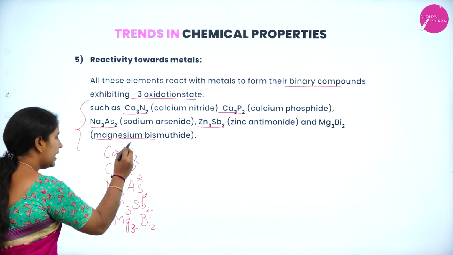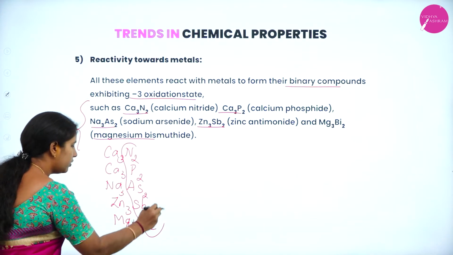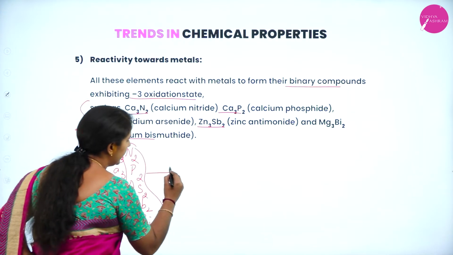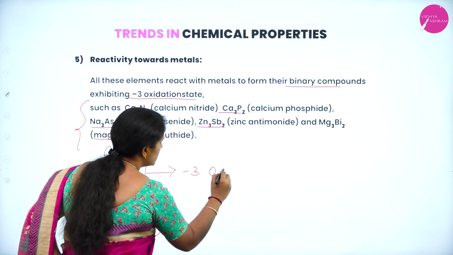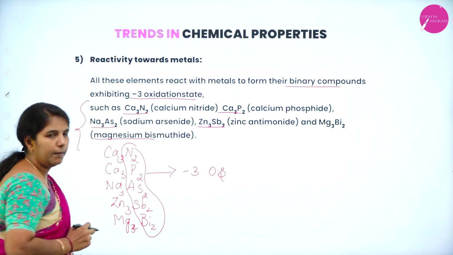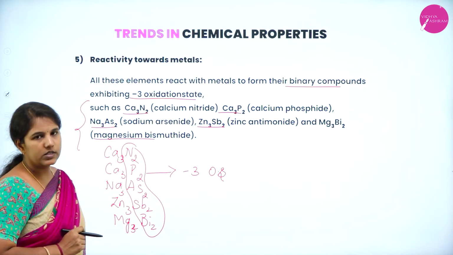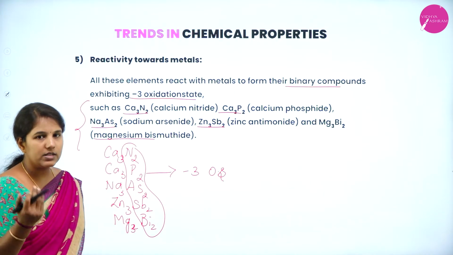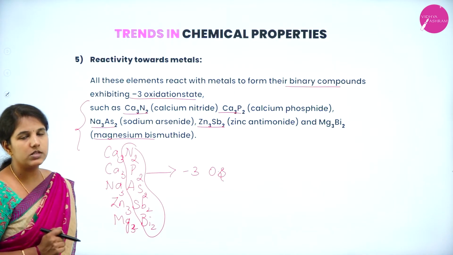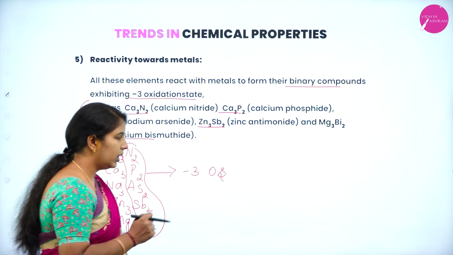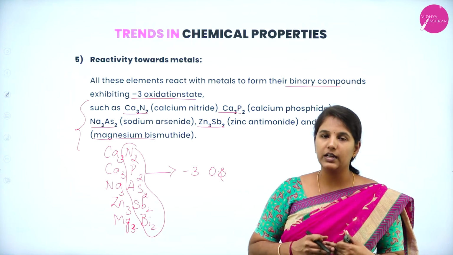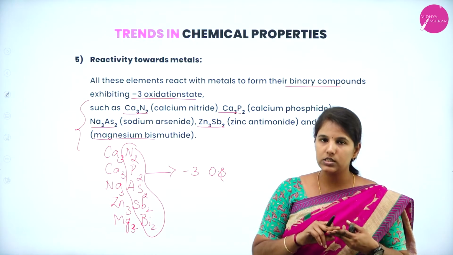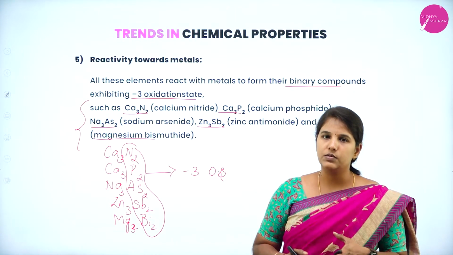In all these elements, especially our group 15 elements, they exhibit -3 as their oxidation state, because when they react with the metal, they form a binary compound. So I hope you all understood how they react with hydrogen, oxygen, halogen as well as with the metal.